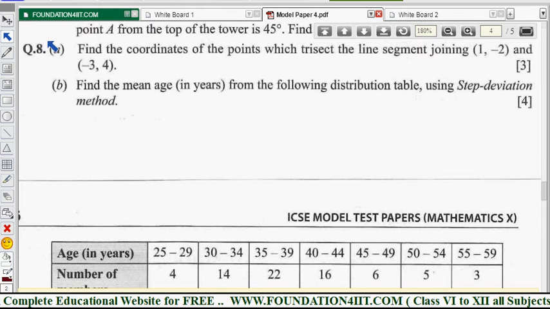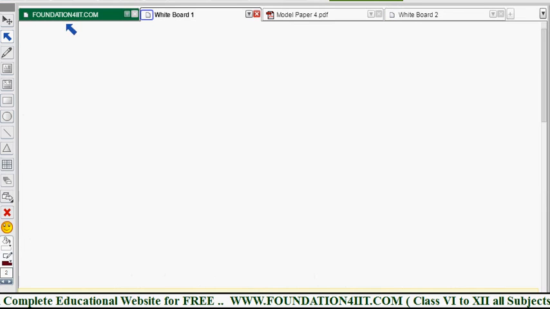So let us see question number 8 now. The first one is: find the coordinates of the points which trisect the line segment joining (1, -2) and (-3, 4). Trisection means you need to find 2 points between these 2 points that are at equal distances from each other. So let me take the question and draw the diagram to understand it clearly.